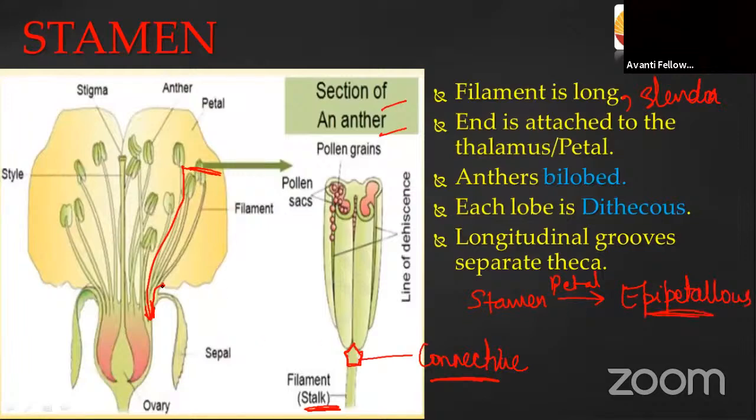Okay, remember this. Otherwise, the stamen can attach here near the thalamus. Both are options: one in the petal region, one in the thalamus. When it attaches to the petal, we call it epipetalous. Then anthers are bilobed. If you ask what is bilobed, I'll write here what is bilobed.